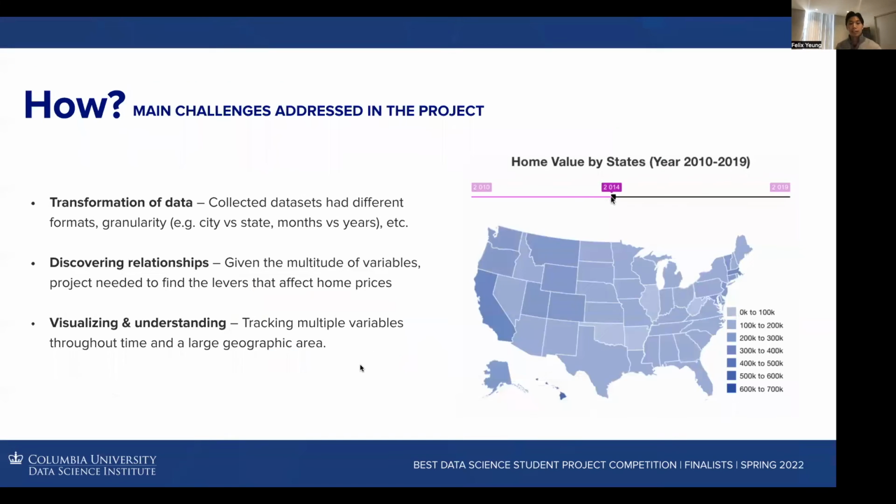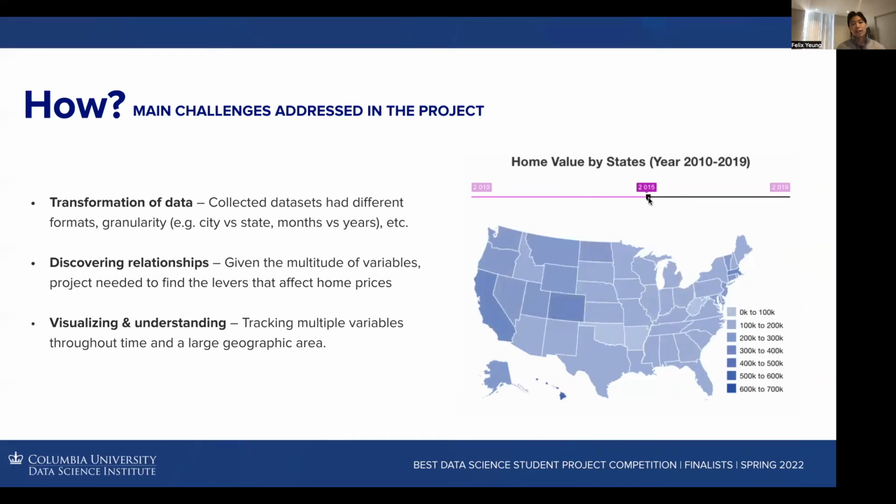While conducting this project, we ran into a few key challenges. The first challenge is the transformation of data. All the collected data sets that we had were different formats, had different granularity. So it displayed months versus years. And it was generally not usable together. So a big part of our challenge was converting this into a format that is accessible by data scientists. So we converted data into the format where each observation was a row and each variable was a column.